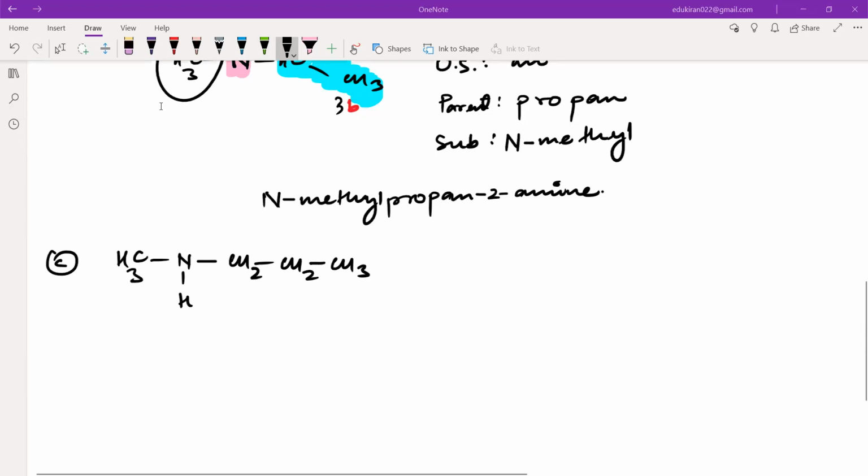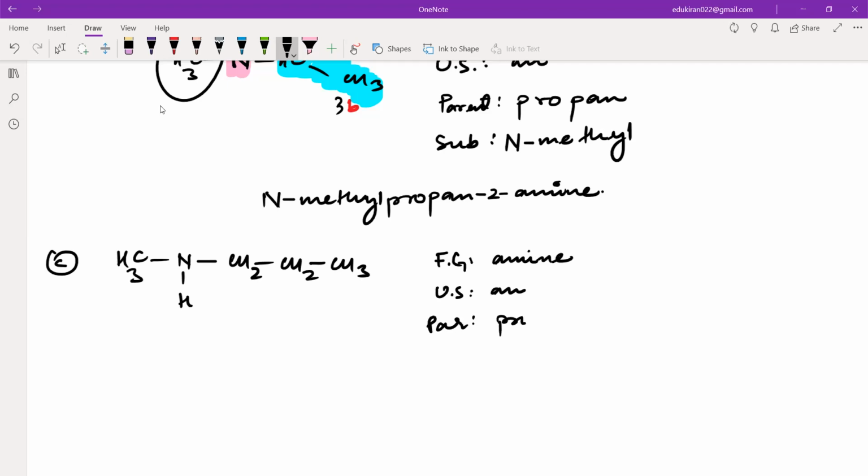So can you explain this one? The numbering, we will start from right or left. This propane. Okay, sure. So we have the functional group, that is amine. Then we have the unsaturation, that is going to be AN. The parent is going to be prop, and the substituent is methyl. Rather, I can write N-methyl because it is attached to nitrogen.